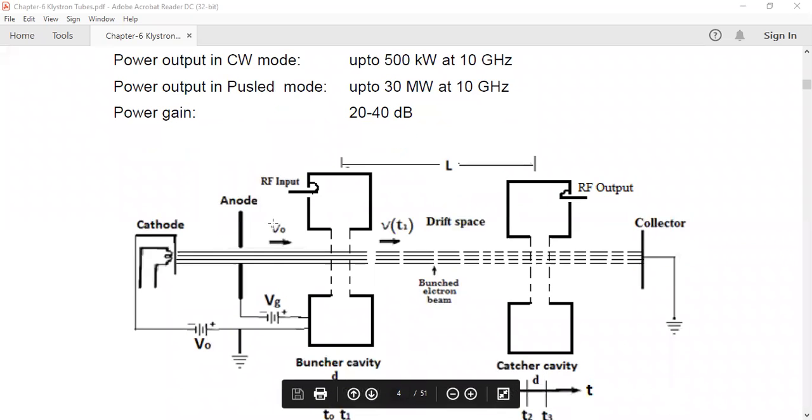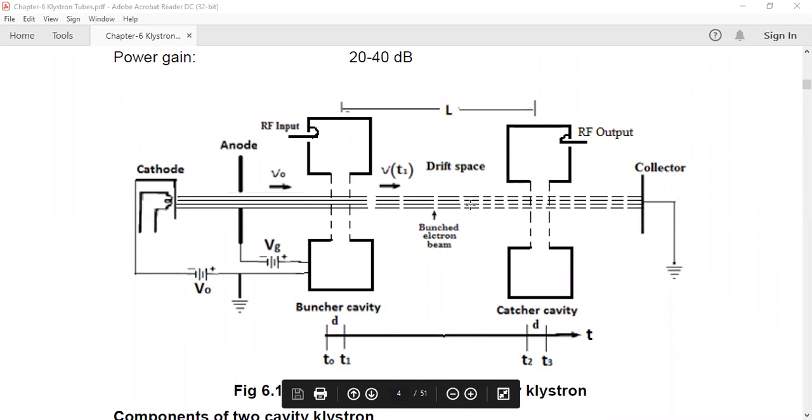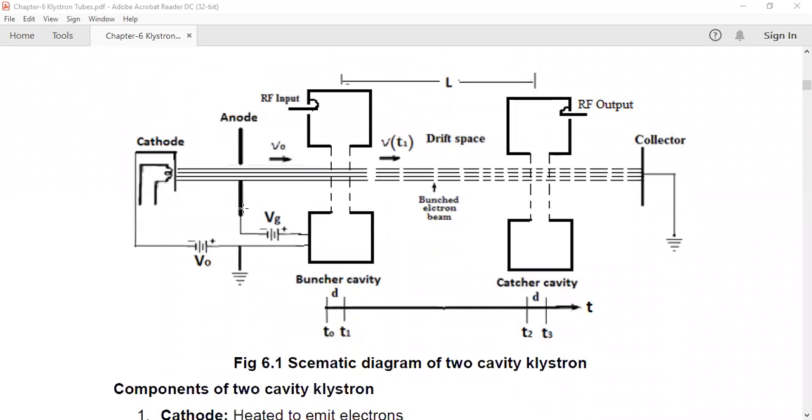So it's a two cavity klystron. So two cavities: the buncher cavity and the catcher cavity. There is an electron beam traveling from the cathode to the collector. Here the buncher cavity helps us to form the electron bunches. The electron bunches are formed in the drift space. These bunches are collected by the collector.